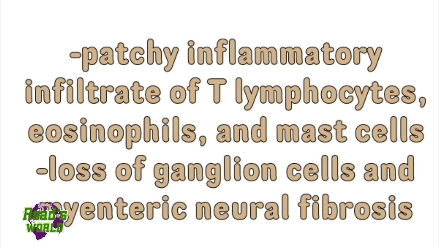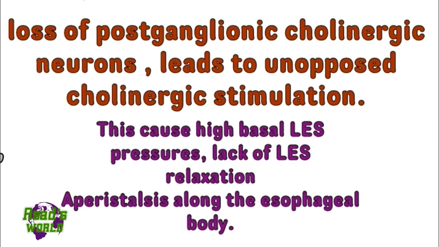Now, pathologic changes occur, which consist of a patchy inflammatory infiltrate of T lymphocytes, eosinophils, and mast cells. This inflammatory infiltrate also causes a loss of ganglion cells and causes myenteric neural fibrosis. This loss of ganglion cells and neural fibrosis leads to loss of post-ganglionic cholinergic neurons, which leads to unopposed cholinergic stimulation, causing high basal lower esophageal sphincter pressure. And this lack of relaxation causes aperistalsis along the esophageal body.